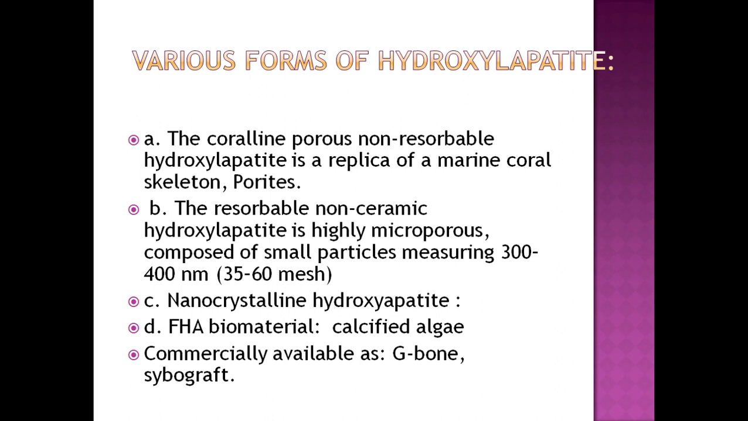Various forms of hydroxyapatite are the coralline porous form, that means coralline, obtained from the marine coral skeletons and porites. Next is resorbable non-ceramic hydroxyapatite, which is microporous, composed of very small particles of 300 to 400 nanometer or 35 to 60 mesh. Then nanocrystalline hydroxyapatite, FHA biomaterial, which is calcified algae. Commercially available hydroxyapatite is G-bone and Cybograft.